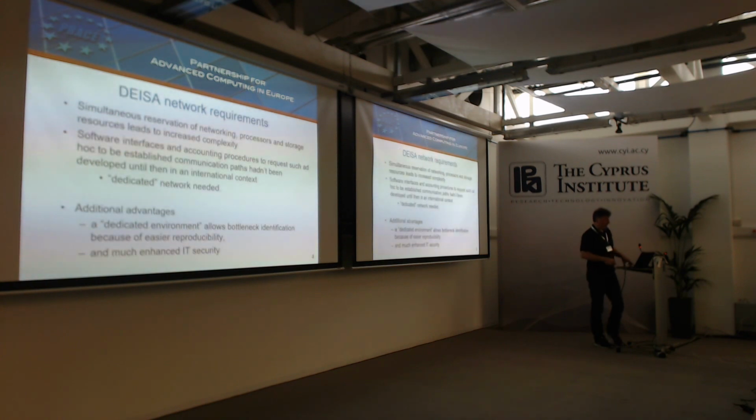So the network requirements: of course, simultaneous reservation of networking, processing, and storage resources leads to increased complexity. You need the supercomputer resources, and at the same time, you also need access to the data, which may be on another system because of this distributed environment. Software interfaces and accounting procedures to request such ad hoc communication paths have been developed. Until then, you need bandwidth on demand.